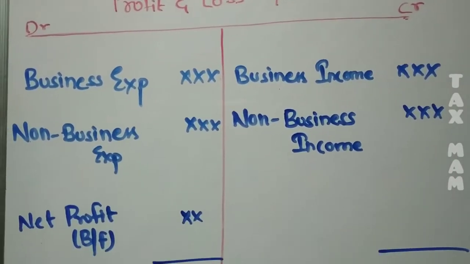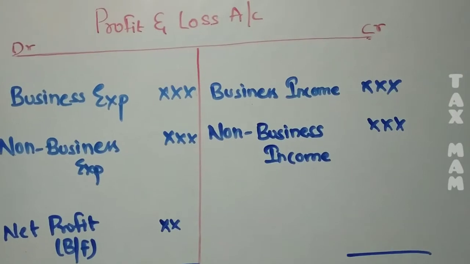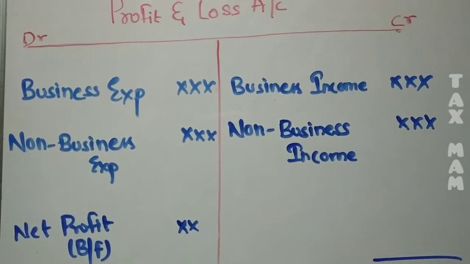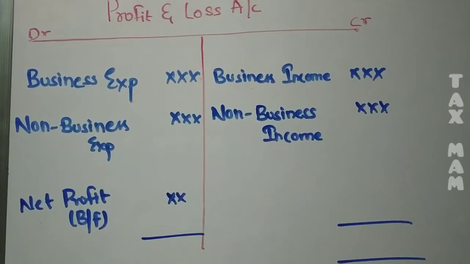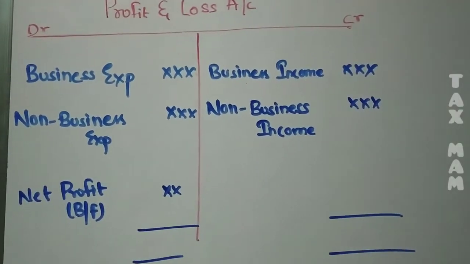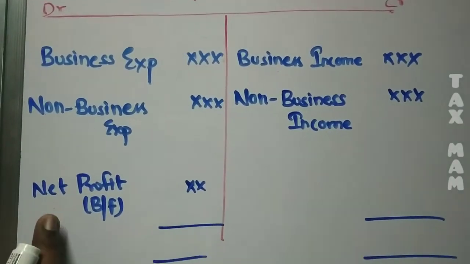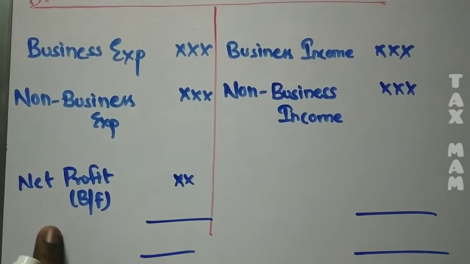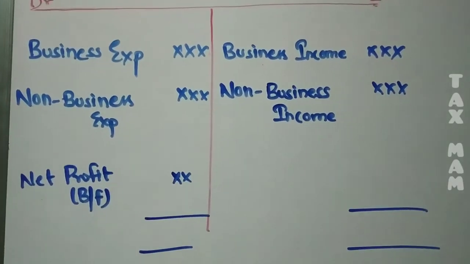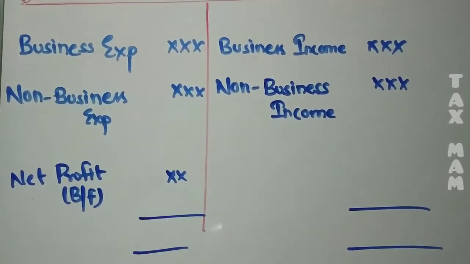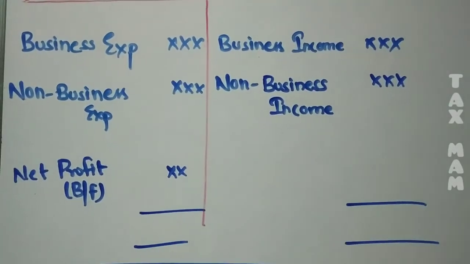So how will this business profit proforma work? We will go backward. Finding the business profit is just like a rectification of error. What is the rectification of error? The profit we got is not a business profit. It includes non-business income, personal income, non-business expenses, personal expenses. So we have to rectify the error.